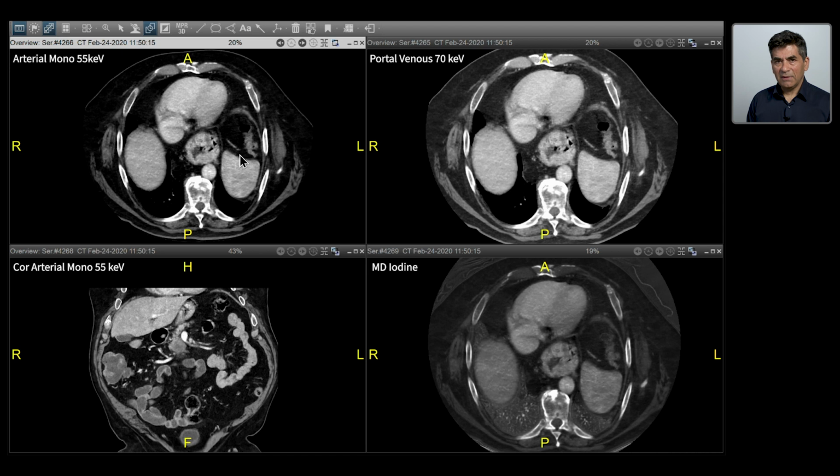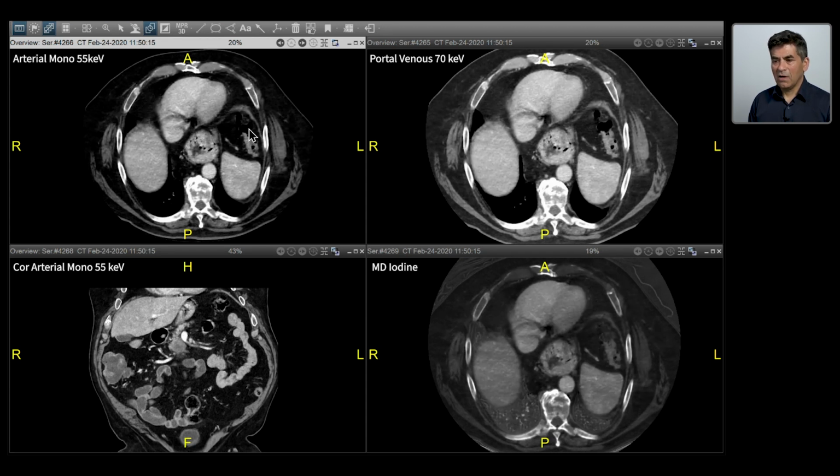So typically, we get a dual phase acquisition. I will show my hanging protocol here. On the left side is the arterial phase monochromatic images reconstructed in a soft tissue kernel using 55 keV images. This gives a high soft tissue contrast between the lesion and the background. On the right side, I have the portal venous phase images reconstructed at 70 keV in the soft tissue kernel. On the bottom left is the coronal venous phase images reconstructed at 70 keV. And on the bottom right is the material density iodine axial images.